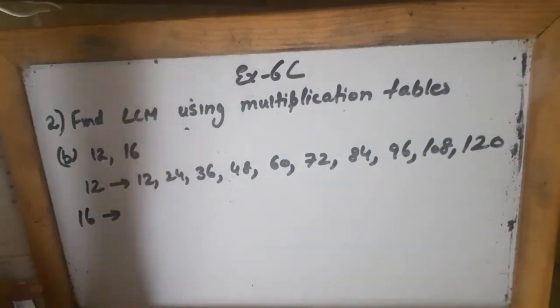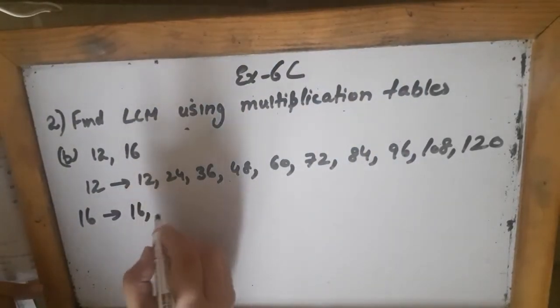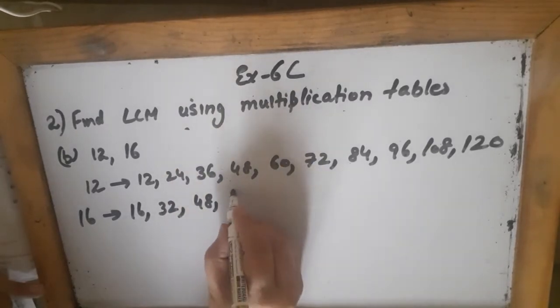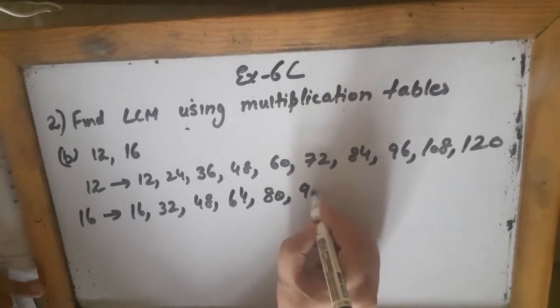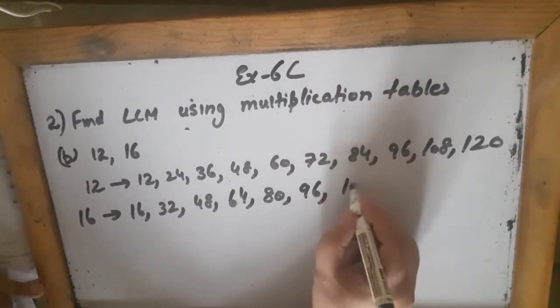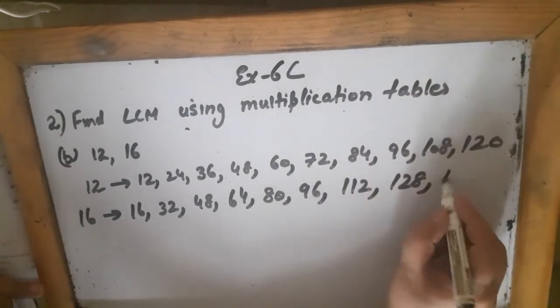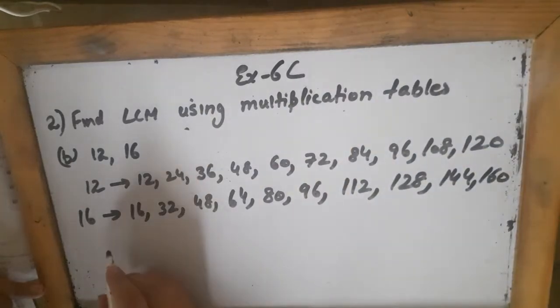Then I'll write the multiples of 16 using multiplication table: 16 ones are 16, 16 twos are 32, 16 threes are 48, 16 fours are 64, 16 fives are 80, 16 sixes are 96, 16 sevens are 112, 16 eights are 128, 16 nines are 144, and then 16 tens are 160.